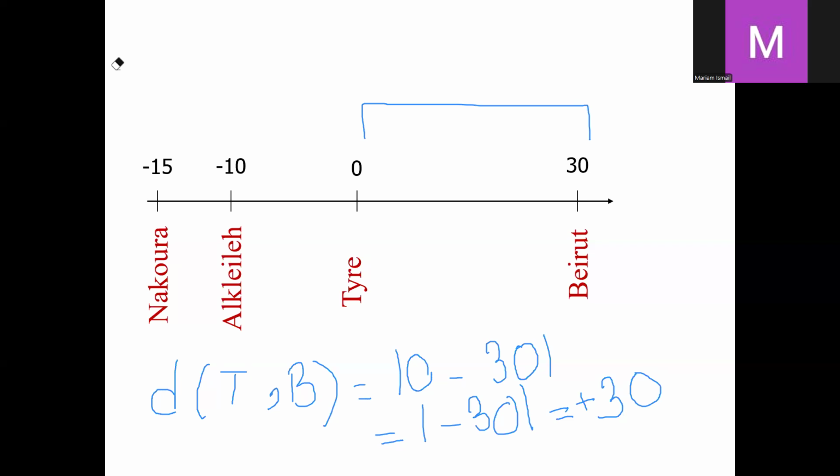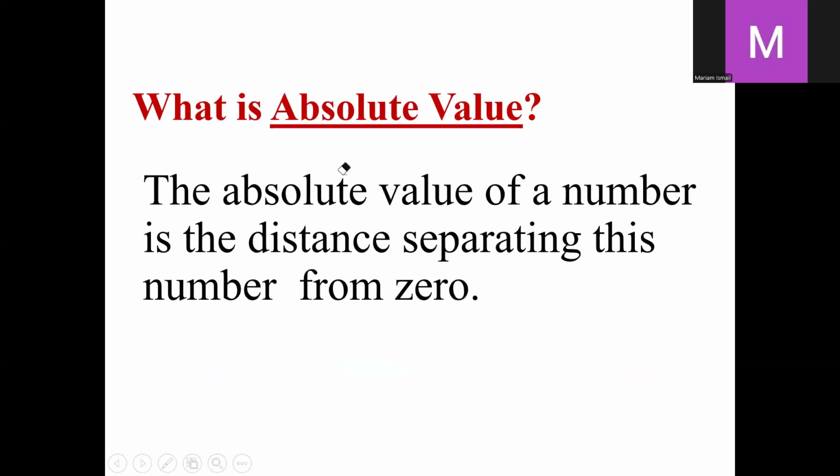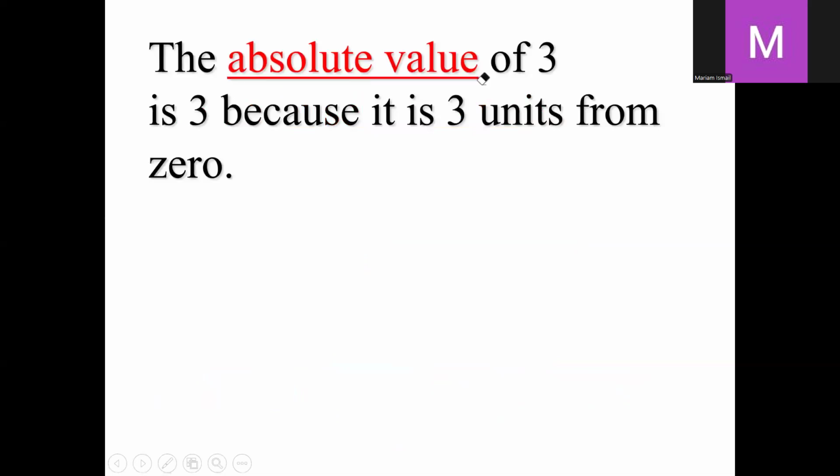Let's now define the absolute value. What is absolute value? The absolute value of a number is the distance separating this number from 0. So when I want to find the absolute value of any number, I have to find the distance between this number and the origin. For example, let's take an example. The absolute value of 3 is 3 because it's 3 units from 0.